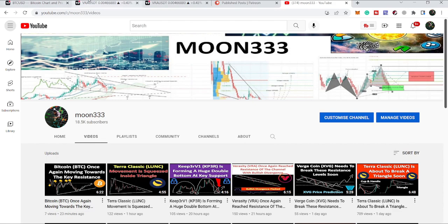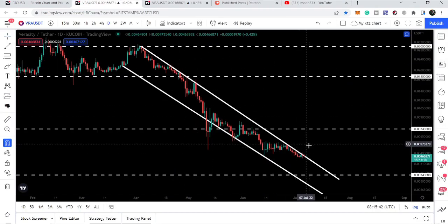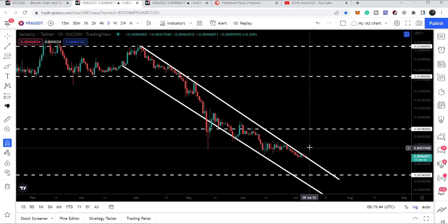Right now, Verasity is trying to break out of the resistance of this down channel, and in today's video, we will take a look at this move.